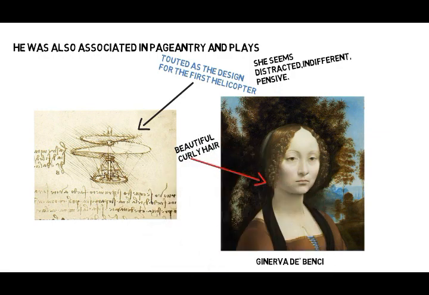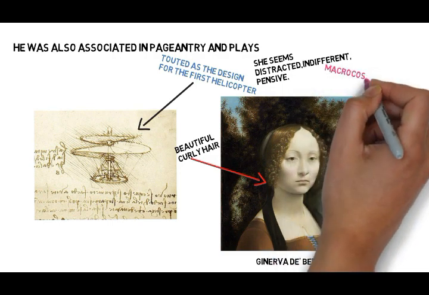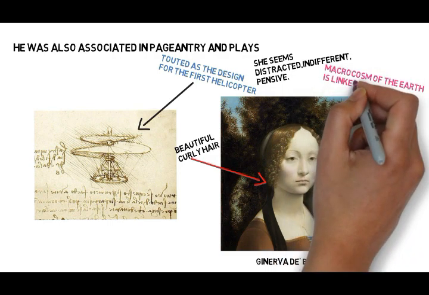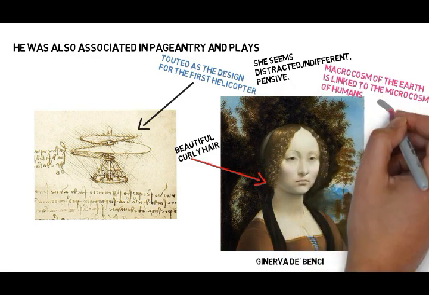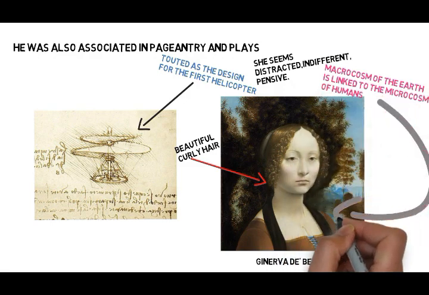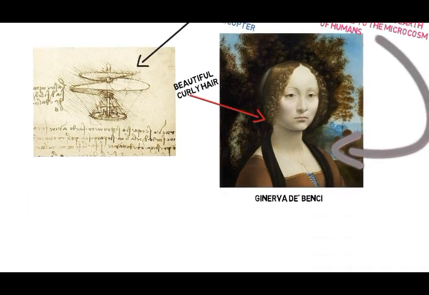He made hair seem like eddies. There is also another important fact in the painting. Right above her left shoulder is a river. It shows how the macrocosm of the earth is linked to the microcosm of humans. The painting became one of Leonardo's best paintings.